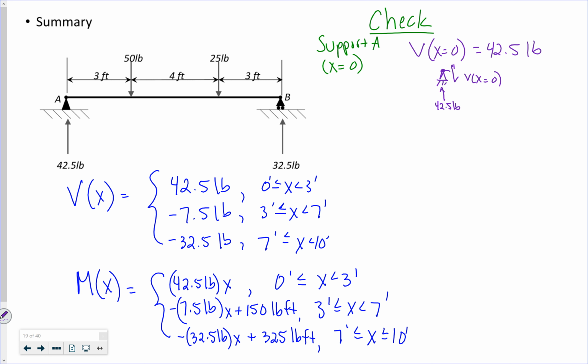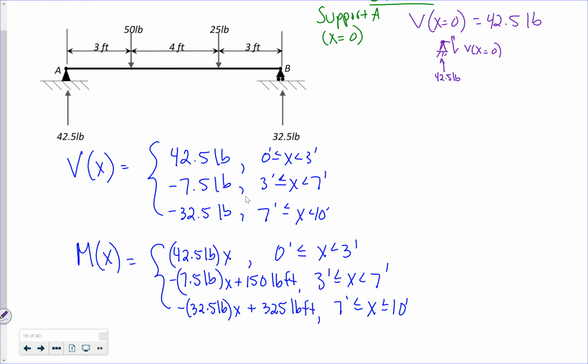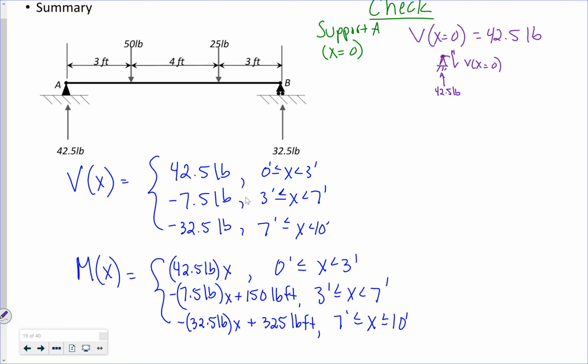Now, sorry, I'll give you guys a second if you wanted to draw that little thing. Now, what is my moment at x equal to 0? 42.5 pounds times 0 is 0. And that makes sense because this is a pin and it has no moment reaction. So it better be 0, right?